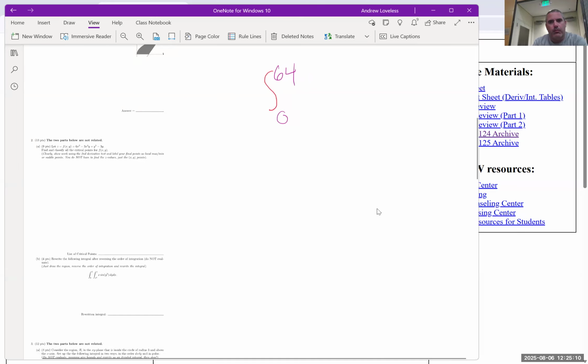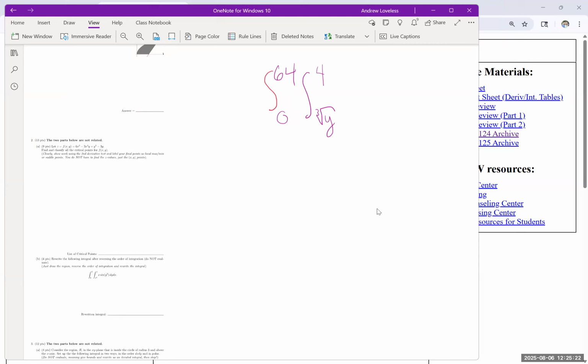Okay, so we had the integral from 0 to 64, the cube root of y to 4, or was it 2? I can't remember. To 4, yeah. And it was 6e^(x^4) dx dy.